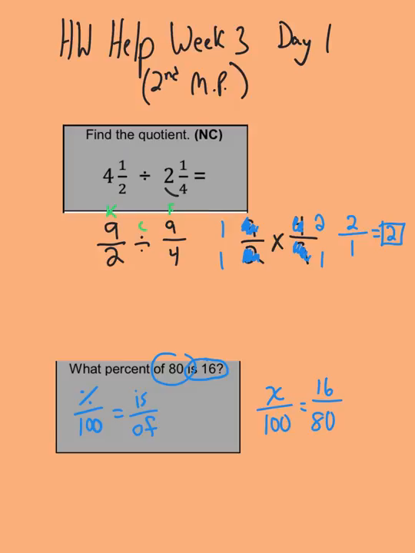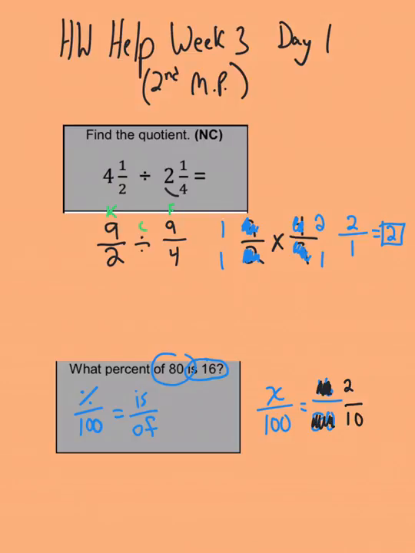Now, before we solve, I know 100 doesn't go into 80, but I'm going to do a little bit of reducing. Because we have this whole fraction, the 16 over 80, both the numerator and denominator, I'm going to reduce those. Now, remember, you can type that into a calculator to reduce it, or you might know that 8 goes into both numbers. So 8 goes into 16 2 times. 8 goes into 80 10 times.